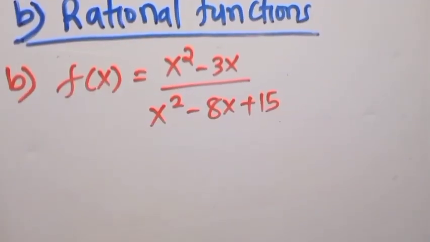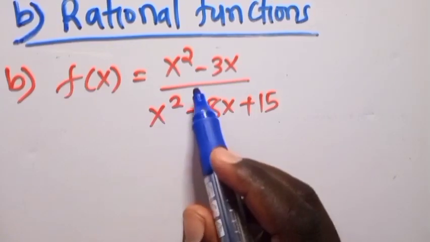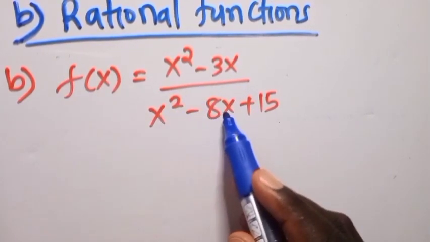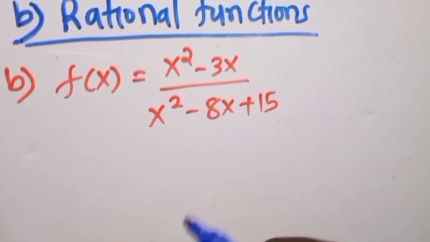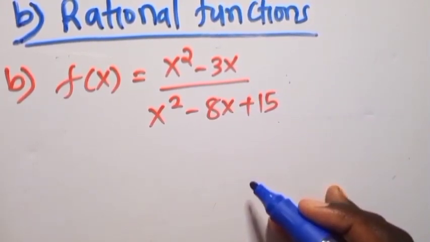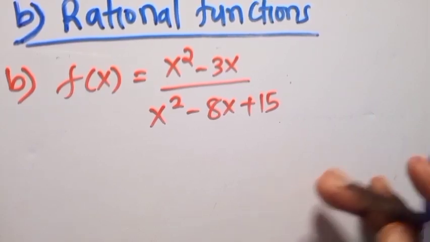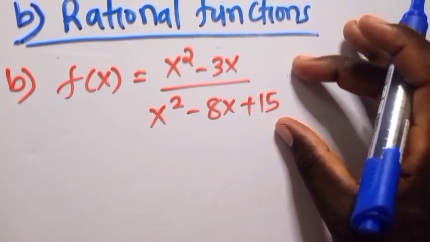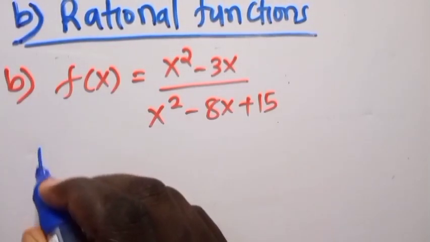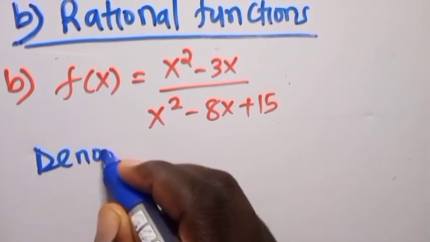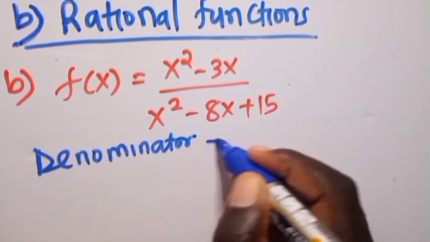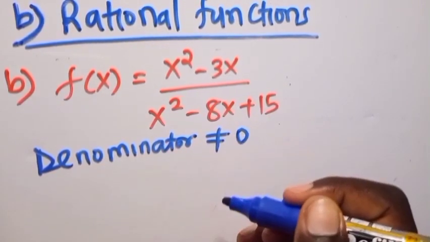Now, the second example is f of x equals x squared minus 3x all over x squared minus 8x plus 15. How do we find the domain of this function? The first rule is that we cannot divide by 0. Since it has a denominator, we set the denominator not equal to 0.